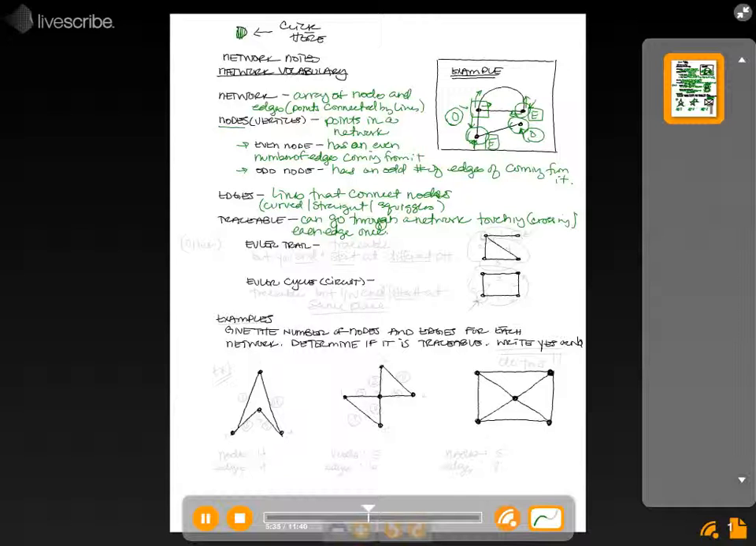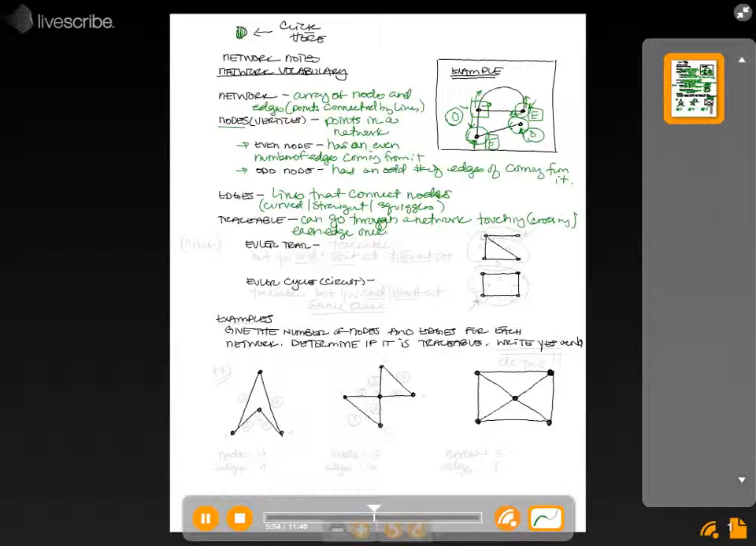Now, I could visit a node. I could go to a node several times. Doesn't have anything to do with the nodes. It does have to do with the edges, though. You can only cross each edge once. And if you can do that, then it's traceable. If you cross an edge twice, then it's not traceable.